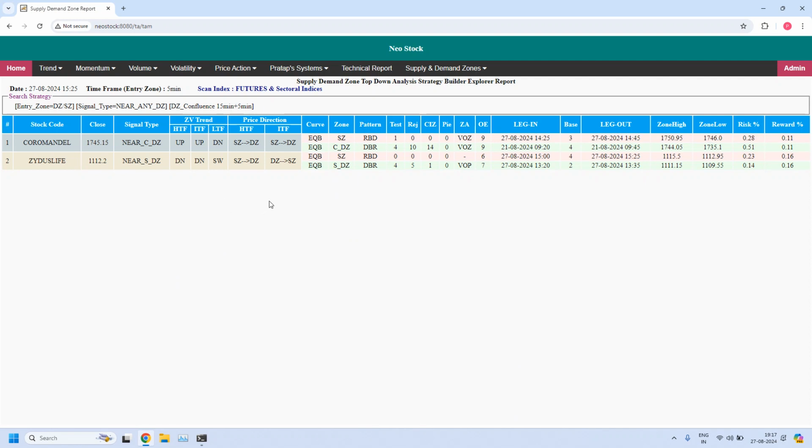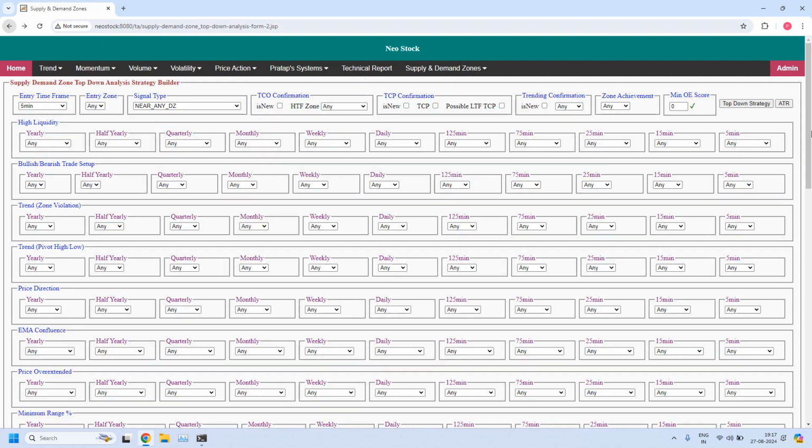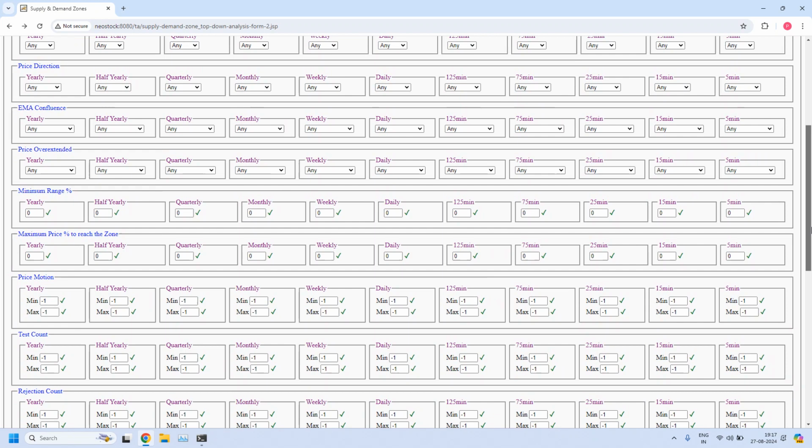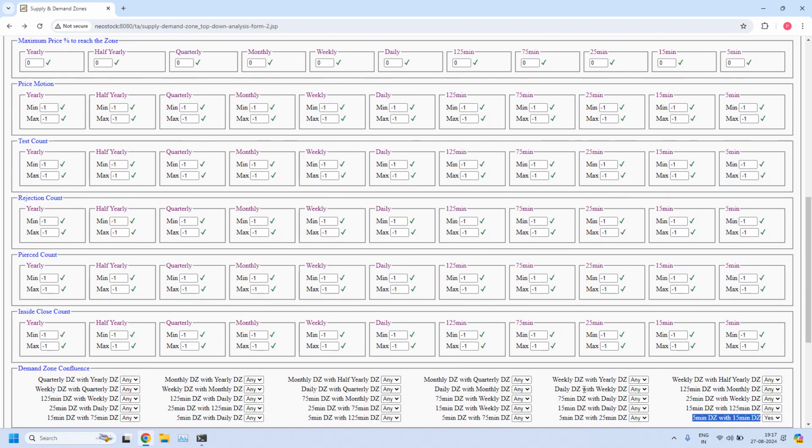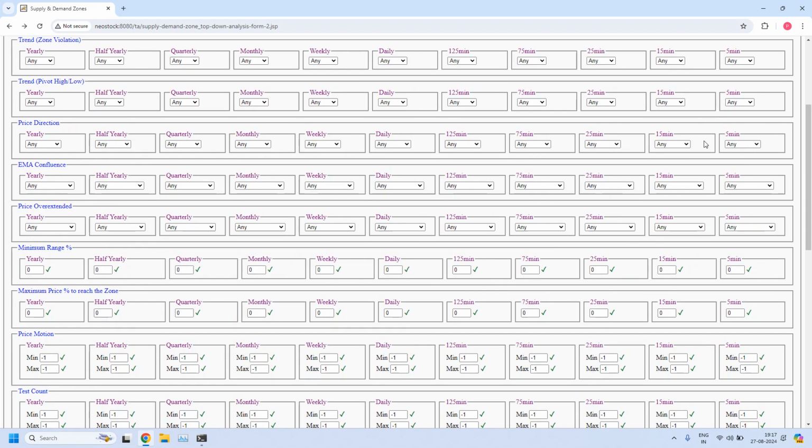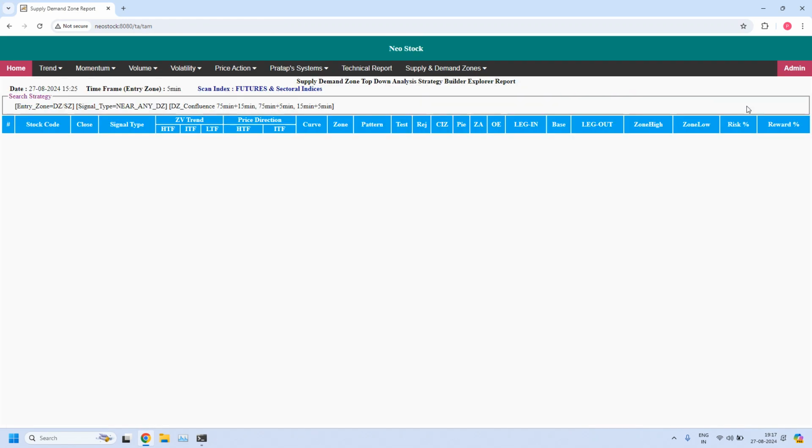Let's verify any of these 2 are having even HTF demand zone confluence. That is 5 minutes demand zone with 75 is enabled, and 15 minutes and 75, that is ITF and HTF confluence also enabled. Now we have LTF, ITF, HTF. None of the stocks are supported. Only 2 stocks, ITF confluence, we filtered.